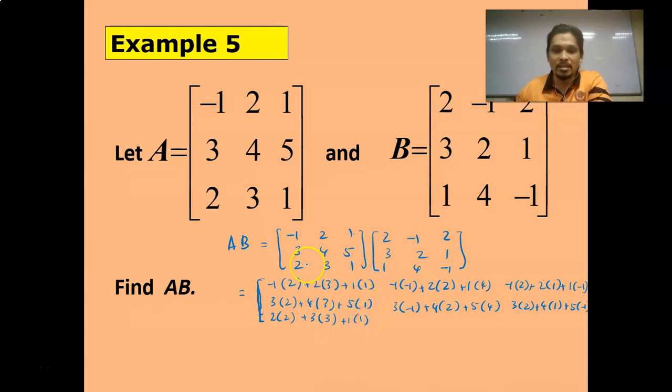Now, next, 2, 3, 1 with negative 1, 2, 4. 2 with negative 1 plus 3 with 2 and then 1 times 4. Then next is 2, 3, 1 with 2, 1, negative 1. 2 times 2 plus 3 times 1. Then 1 times negative 1.